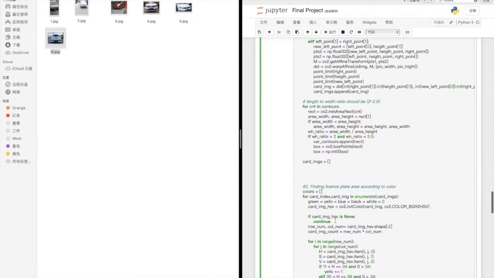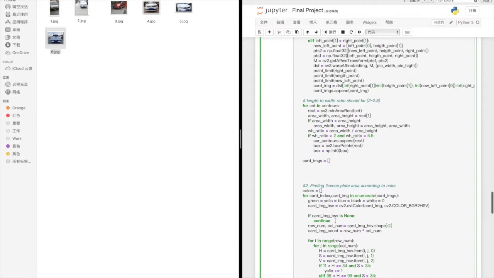And then we get the length to width ratio of these areas. Since the length to width ratio of a Chinese license plate is from 2 to 2.5, we remove those rectangle areas that do not have the correct ratio.